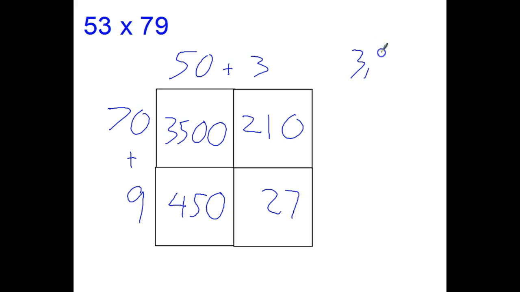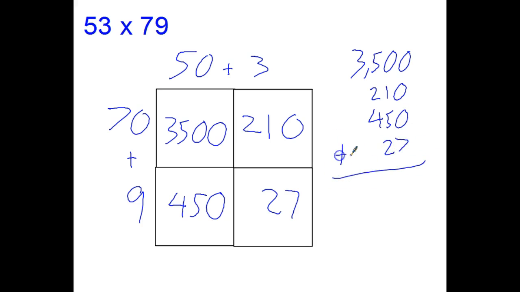Add them up. I got 3,500, 210, 450, and 27. You may have noticed by now there's always only one number in the ones column. Got a 7 there, 1, 6, 8, 5, 7, 11, and a 4. Count over 1, 2, 3 spots, and my answer is 4,187.